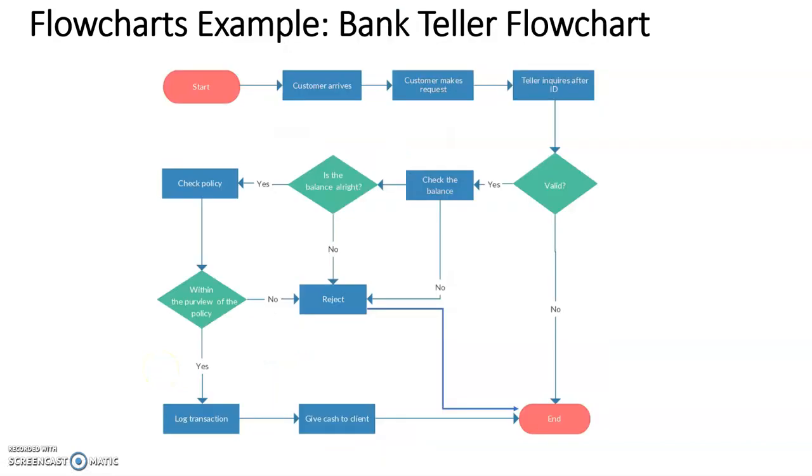So we have an example here that shows a bank teller flowchart. So at the start, a customer arrives. So after the customer makes a request, the teller inquires after the ID. If the ID is invalid, then that's ID valid, no, you end. But if the ID is valid, then you check the balance.